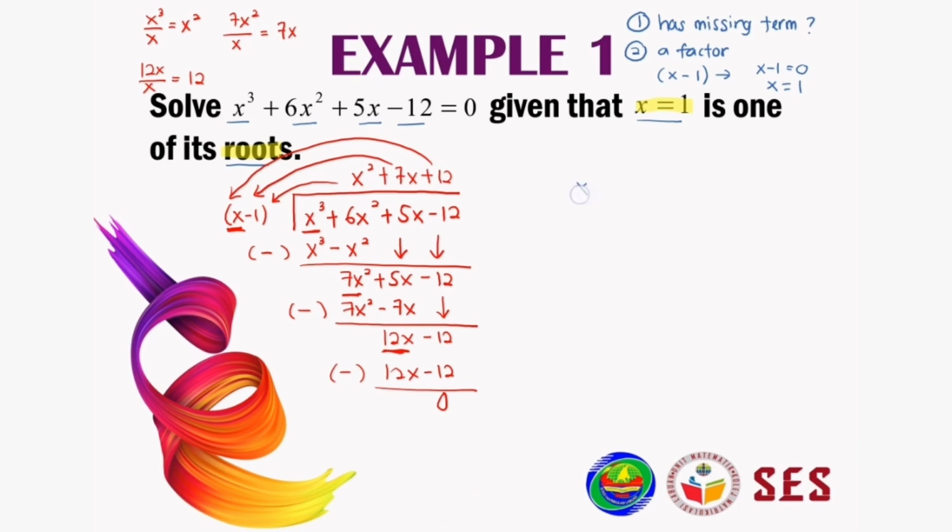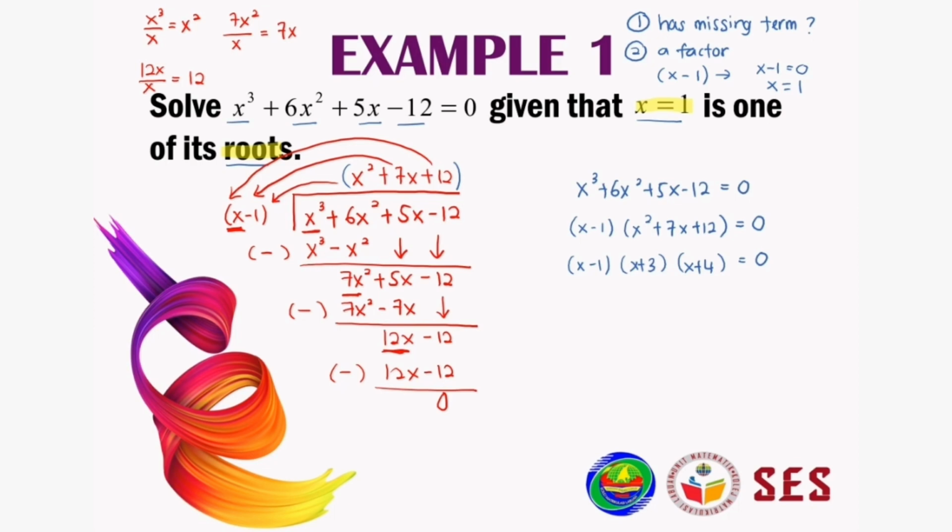Since we have x cubed plus 6x squared plus 5x minus 12 equals 0, we put the first factor in front, which is x minus 1, and we put the quotient that we have here next to the first factor. Now, we factorize this quadratic expression by using the calculator to give us another two factors. When we use the calculator, we have the other two factors as x plus 3 and x plus 4.